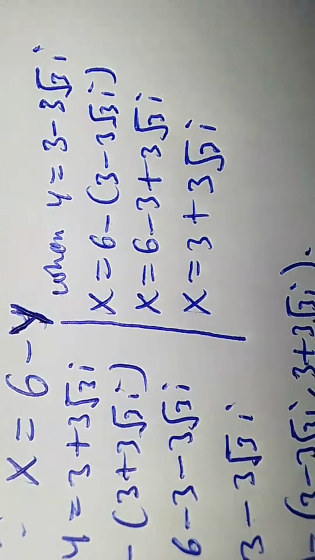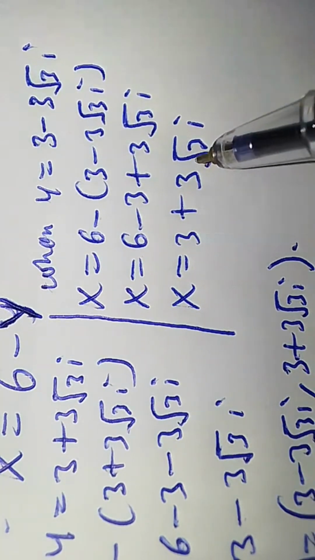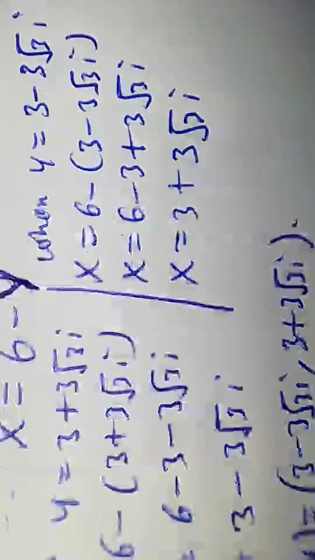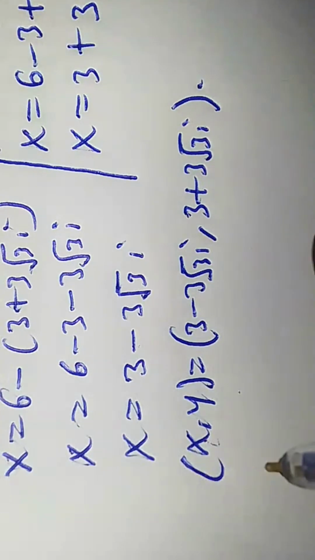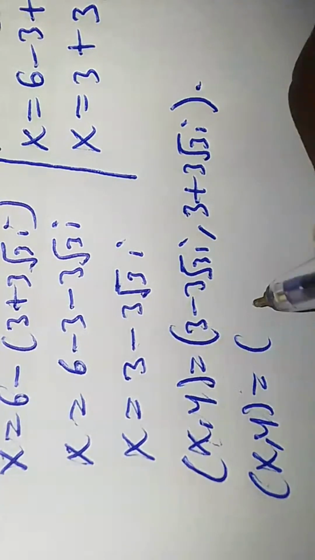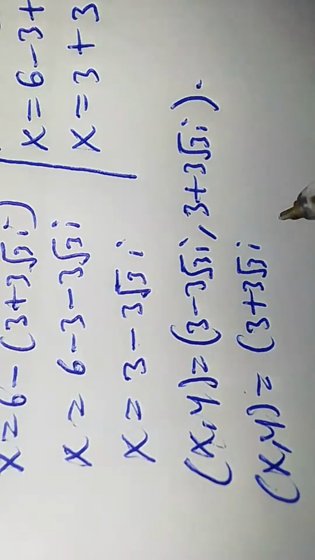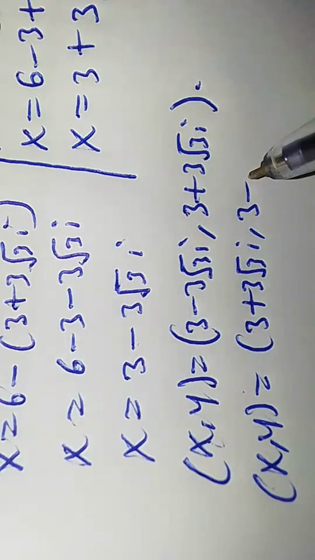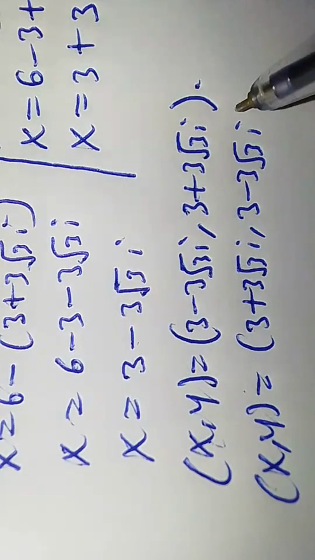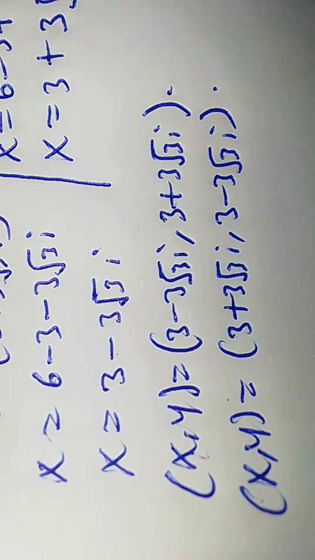Thus, the second solution is what? That is x comma y, which is this guy, comma this. So let us put it down. The second solution, x comma y, is equal to 3 plus 3 root 3i, comma 3 minus 3 root 3i. So this is the second solution.